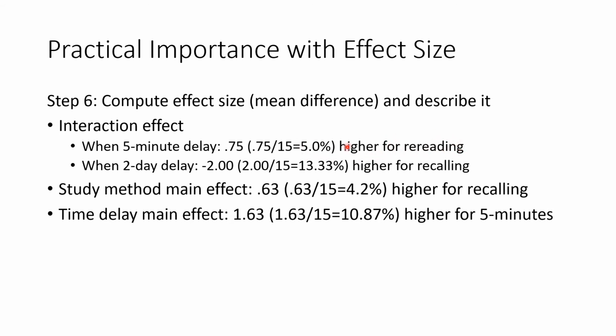rereading. But again, the previous significance test indicated that this difference was likely or could well have resulted due to sampling error. So while a 5% change might be large enough to have a practical importance, the previous test suggested this effect isn't reliable because it wasn't unlikely to be due to sampling error.